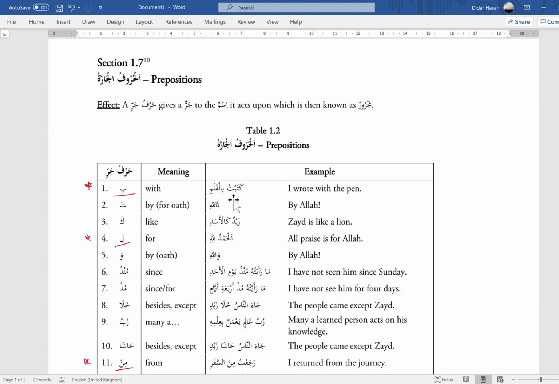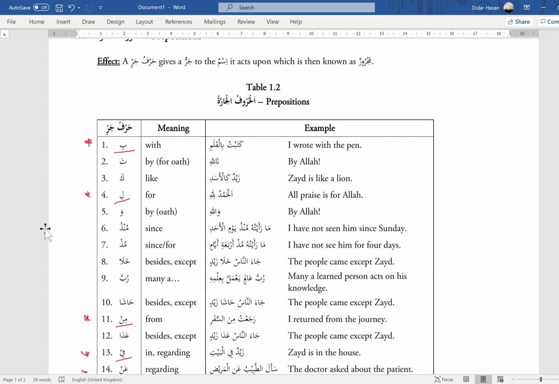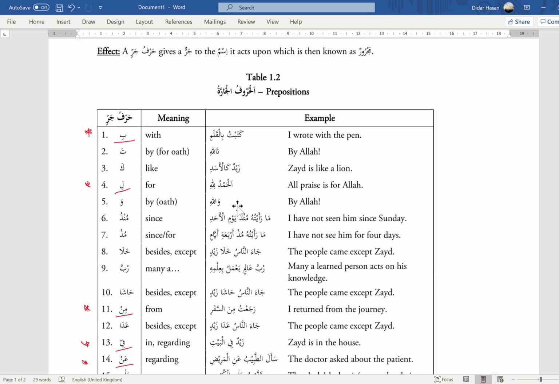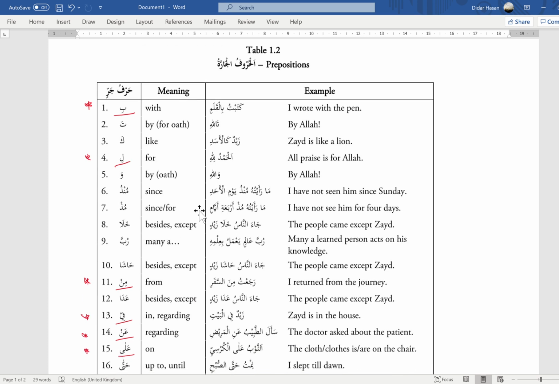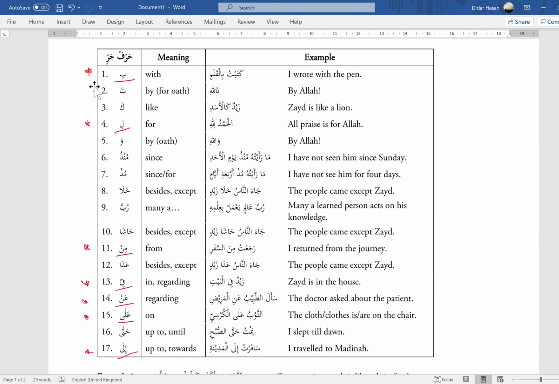Okay, but anyway, we'll go into that in a minute. So first thing you have to remember, the main thing you have to remember here is a harfu jar gives the next word a kasra. How many harfu jars are there? There are 17 al-huruf al-jarrah. So the letter B, ta, ka, li, wa, mundu, mudh, khala, rubba, hasha, min, ada, fi, an, ala, hatta, ila. If you can memorize all these, then that is perfect.